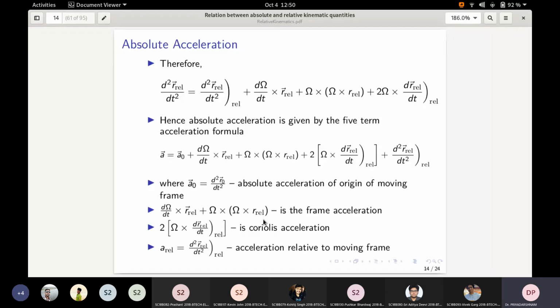Okay, so this was the Coriolis formula we had derived, the motion of a particle with respect to a moving frame. So you should know how to derive this formula. This is an important requirement to understand motion with respect to a relative frame.